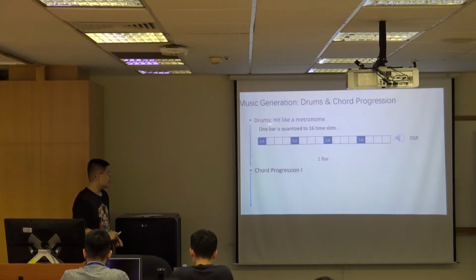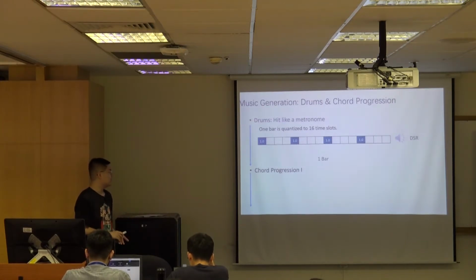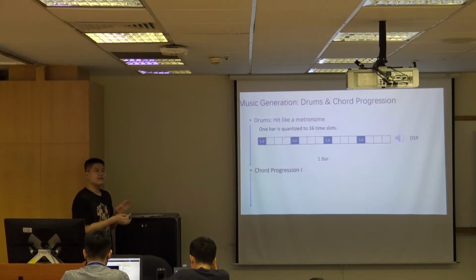Then the system will generate drums. 1 bar in the system is quantized into 16 time slots. And the numbers here mean the probabilities that a drum occurs at this time slot. So for RAS, due to the domain-specific requirements, the drum is quite simple. The drum just occurs at the first time slot of each bar. So in RAS, the drums just sound like this. It's very similar to a metronome.